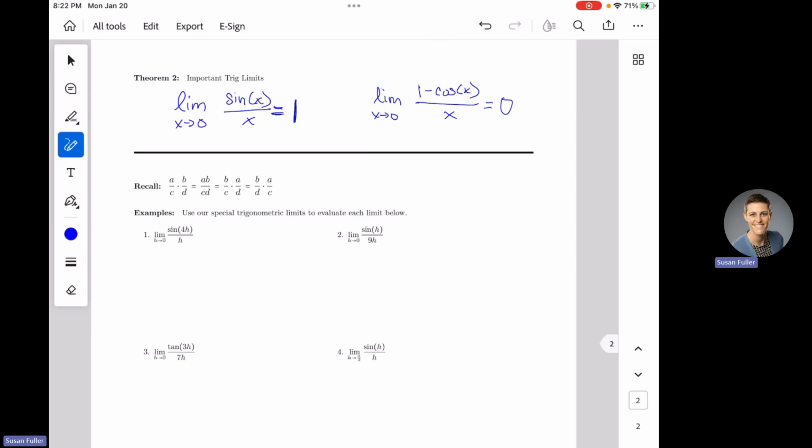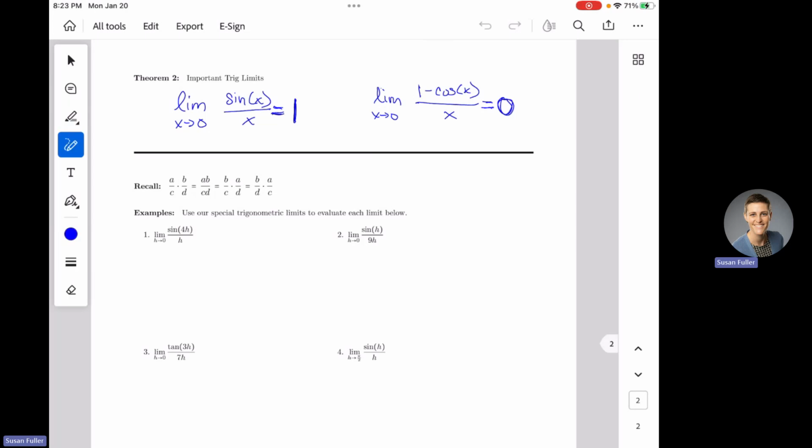say the limit as x approaches 0 of 1 minus cosine of x all over x is 0 because it's a gift that you gave me and I don't have to justify it. I'm just going to pull my gift out and use it whenever I want. So these two limits you can just know and love and have in your brain and just use whenever you need them.